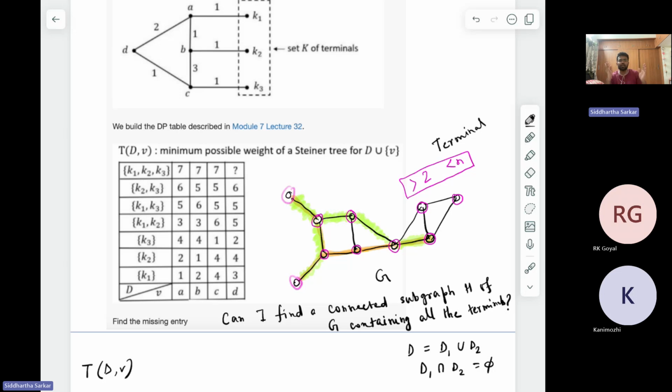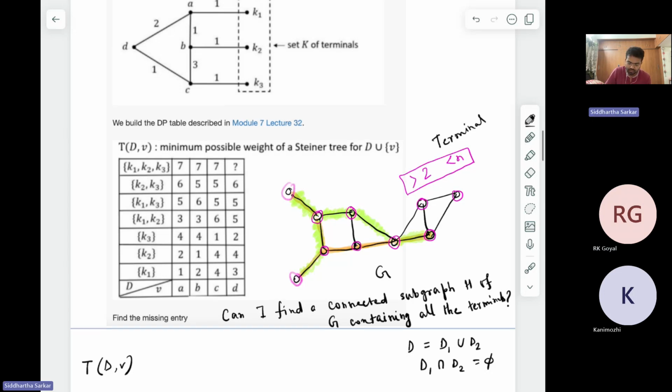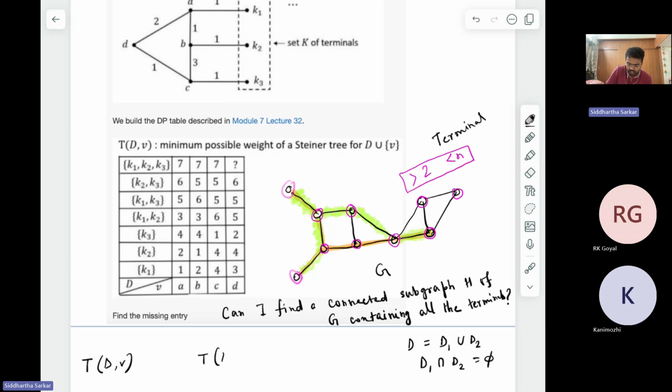So this is a disjoint partition of the terminals in D. Now we are going to write the recurrence in terms of this D1 and D2. So T of D1 we will write, comma some non-terminal. T of D2 we will write, comma some non-terminal. Let us say that the non-terminal is different from V. For now, we say it's W. So what are these two subproblems for?